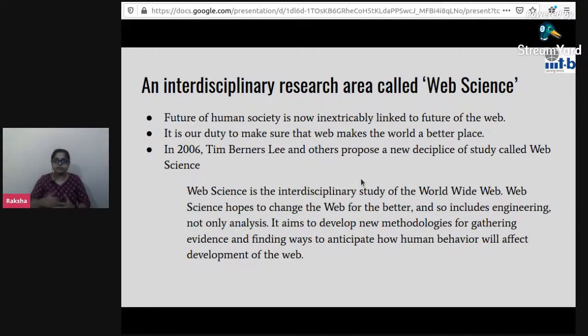It aims to develop new methodologies for gathering evidence and finding ways to anticipate how human behavior will affect the development of the web. Basically, what I was talking about with research, right? You want to create new knowledge, you want to understand, you want to make sure the web has positive impacts on the human race. So that is the larger aim or goal of web science.